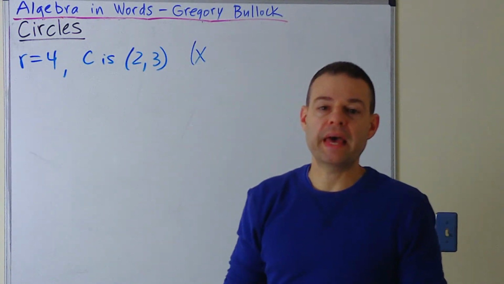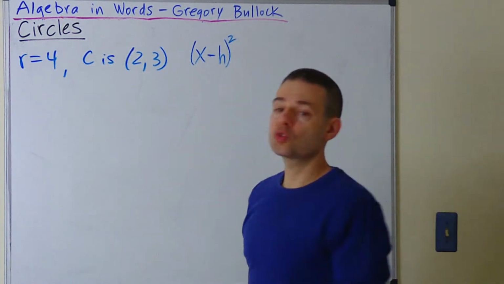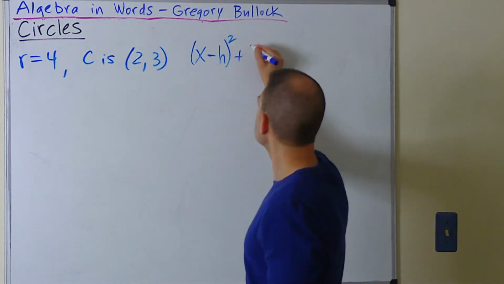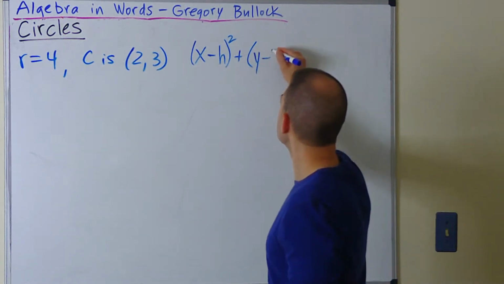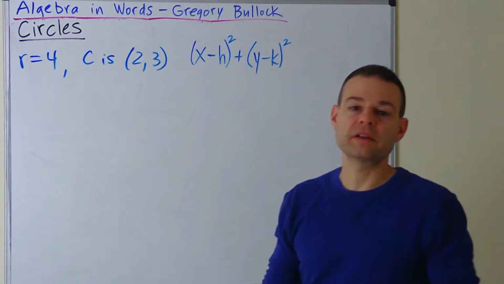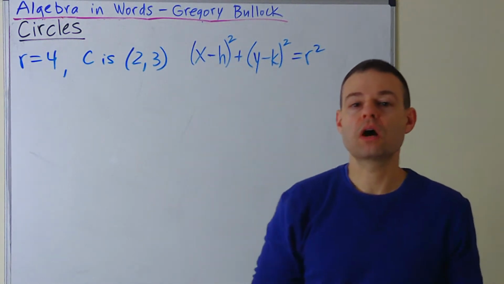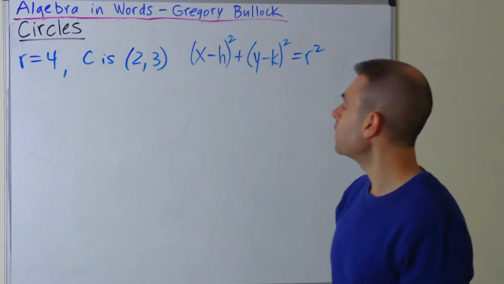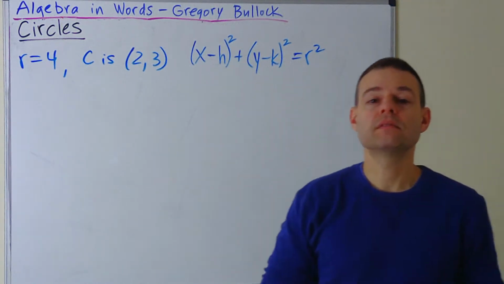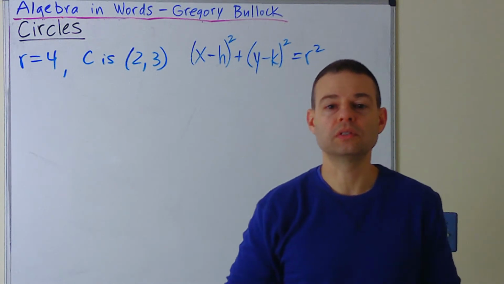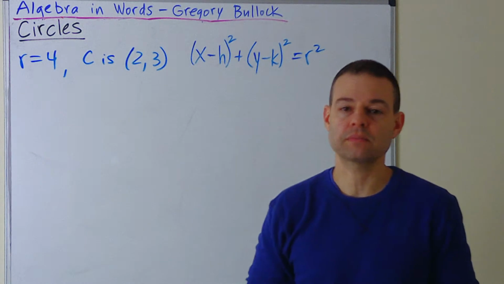The quantity x minus h squared plus the quantity y minus k squared. The squared is outside the parentheses, equals r squared. Okay. You may want to memorize the standard form equation of a circle if you don't know it already, because it will be useful to know and to do on a test.